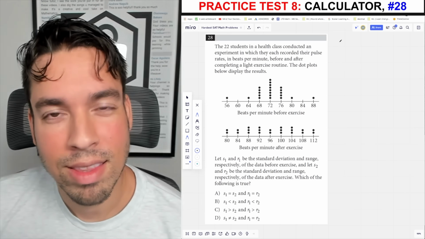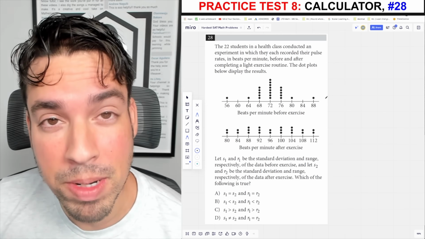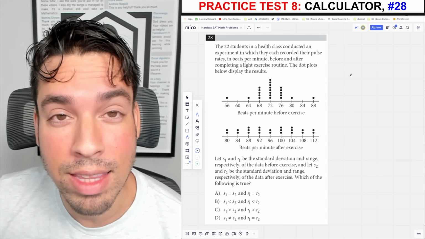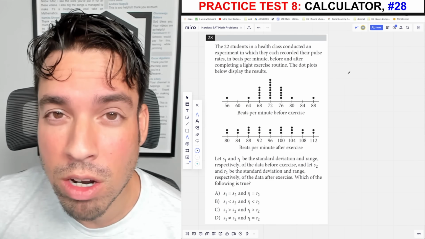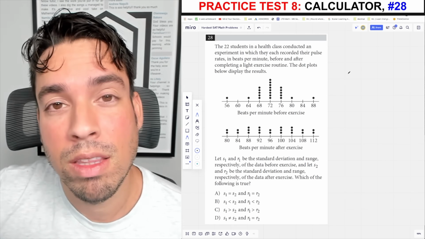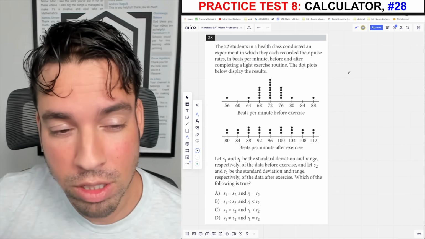We can move on. This is a standard deviation problem. Now, these look intimidating and very difficult, but they're actually not that bad because you never need to calculate standard deviation. You only have to understand what it means, and it means the measure of the spread. The greater the data is spread out, the larger the standard deviation.